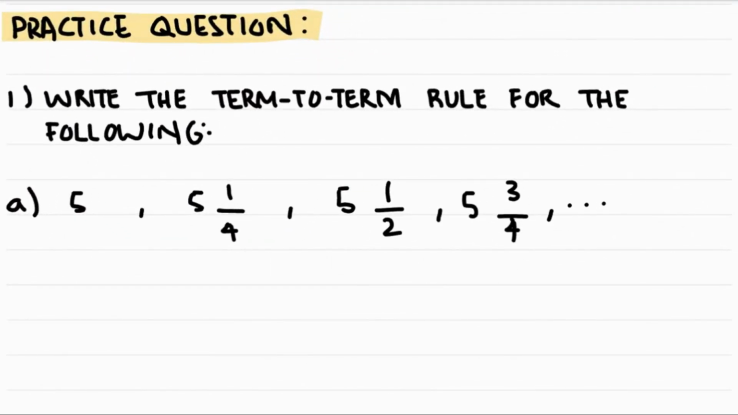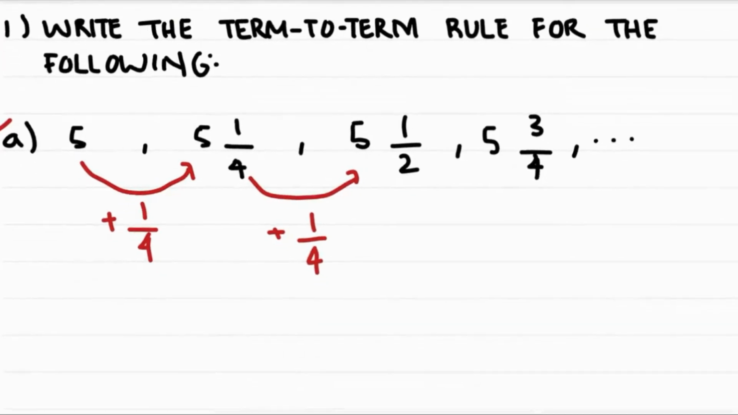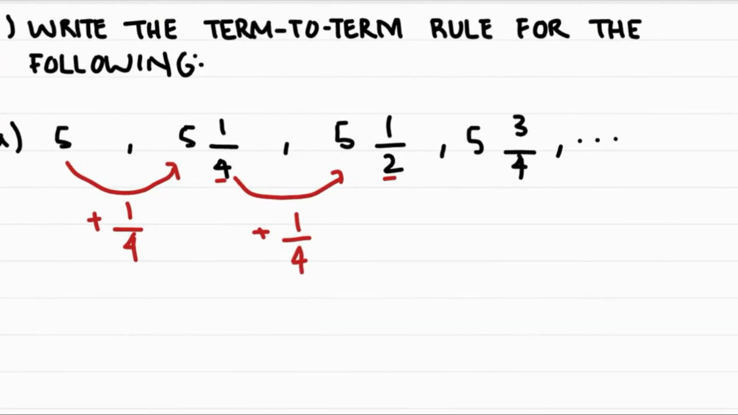Now let's look at some practice questions. First of all, they're asking us to write the term to term rule for the following. They've given us a sequence right here, and we see that from 5, how can we make 5 into 5 whole 1 upon 4? That's just addition of 1 upon 4, right? Now how are we going from 5 whole 1 upon 4 to 5 whole 1 upon 2? That's another addition of 1 upon 4. So let's make it clear, the denominator is changed here. If we add another 1 upon 4, that gave us a 2 upon 4. If we simplify that, that gave us 5 whole 1 upon 2.